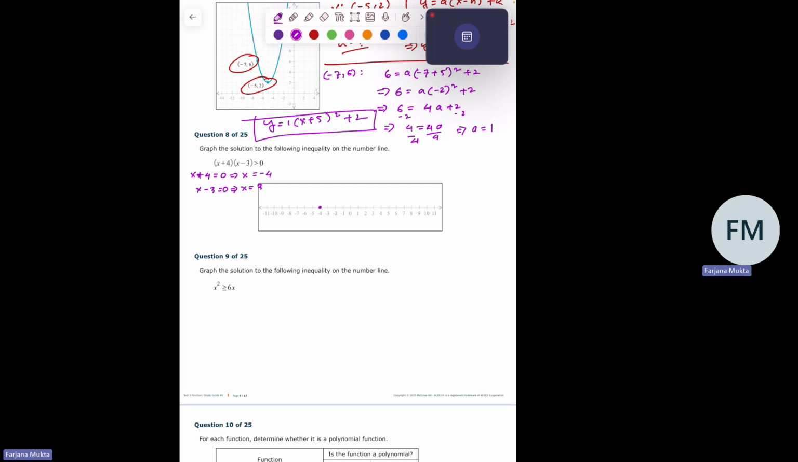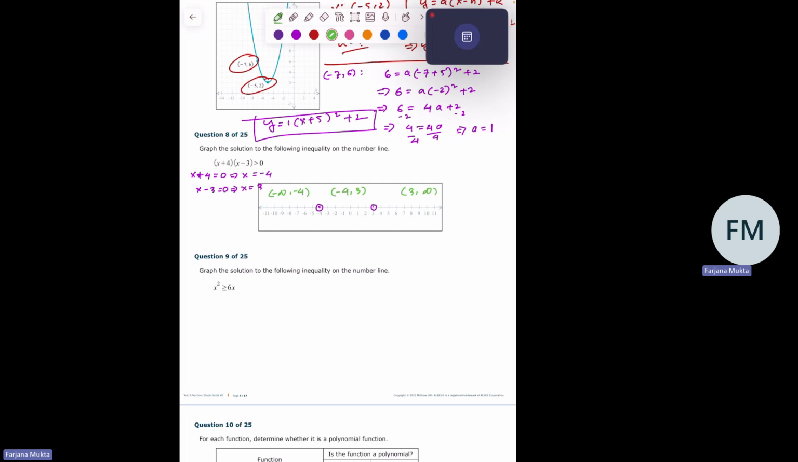So at -4 with an open circle, because it's strictly greater than, and at 3. All right, so we are dividing the whole number line in 3 parts. The first part is negative infinity to -4, then -4 to 3, and then 3 to infinity.